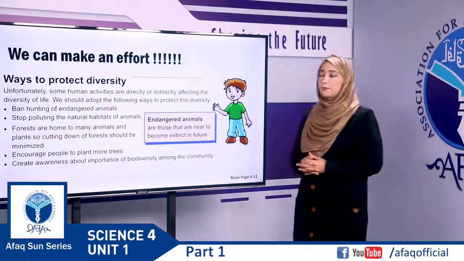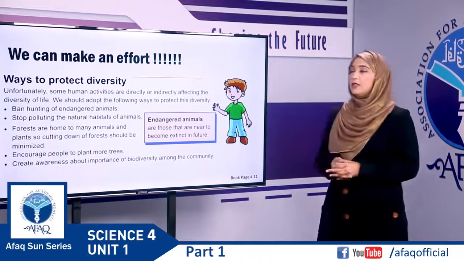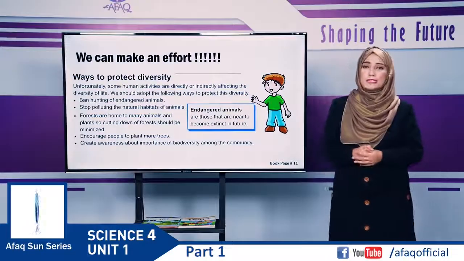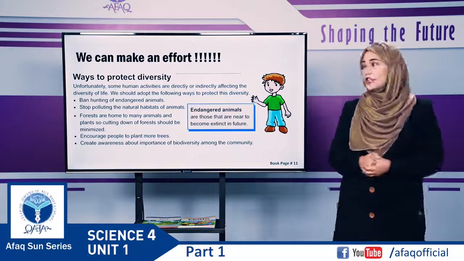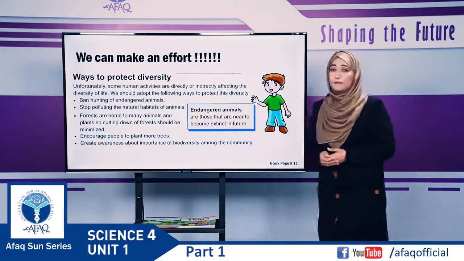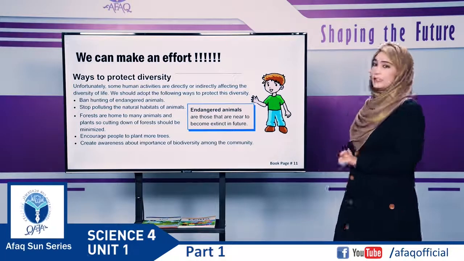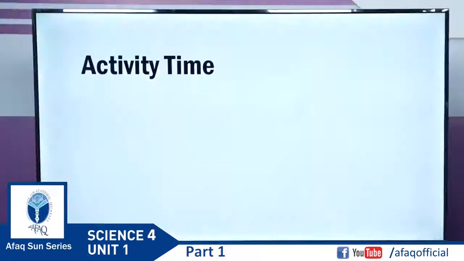What else we can do? We must stop polluting the environment of these animals. We must need to grow forest. We must stop deforestation. We must encourage people to plant more trees. And we must create awareness about the importance of biodiversity among our communities.